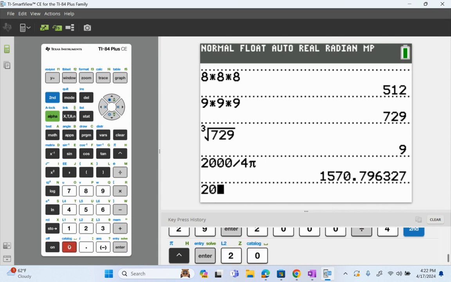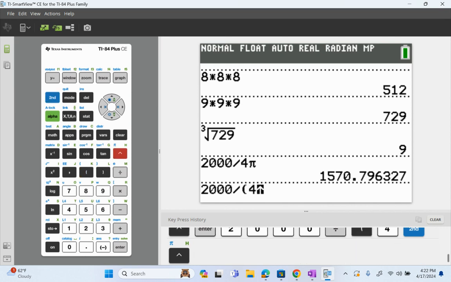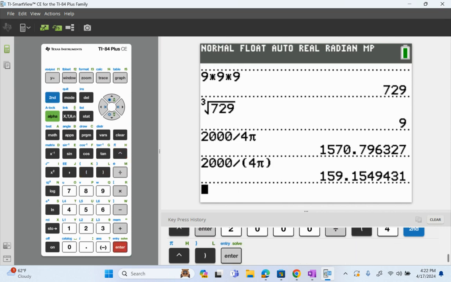What you want to do is 2,000 divided by, put parentheses around the 4 pi. I want the 4 to be in the denominator, and I want the pi to be in the denominator. There's my radius, 159.154. Okay, leave that on your screen because we're not done with the problem yet.